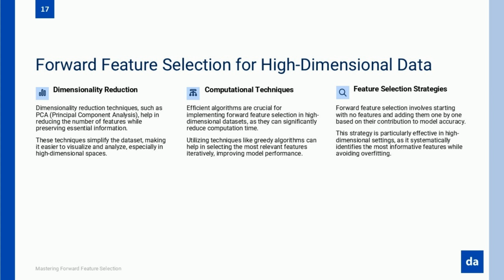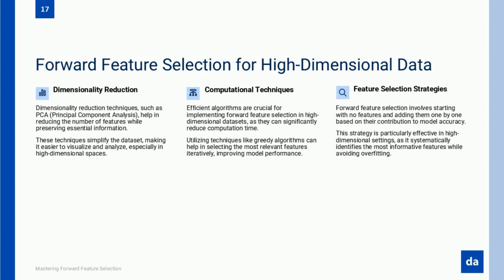The first problem is computational cost. Forward feature selection already takes time because it tests features one by one. Now imagine doing that for thousands of variables. It's like trying to read an entire library book by book instead of just picking the ones that matter. The more features you have, the longer this process takes, sometimes to the point where it becomes completely impractical. So how do we speed things up?